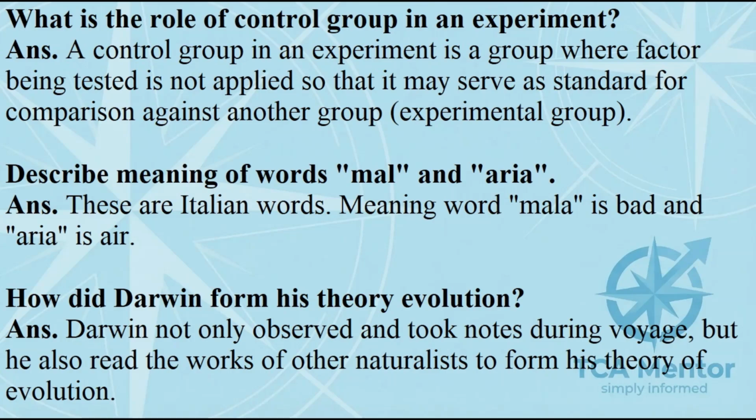How did Darwin form his theory of evolution? ANS. Darwin not only observed and took notes during voyage, but he also read the works of other naturalists to form his theory of evolution.